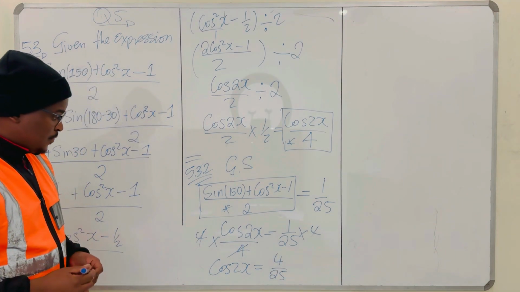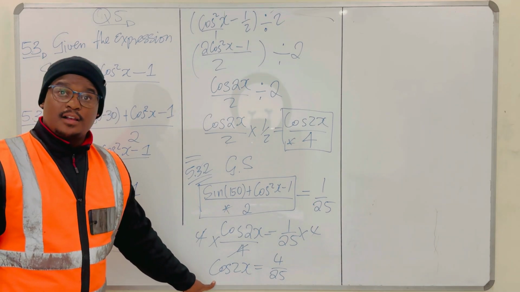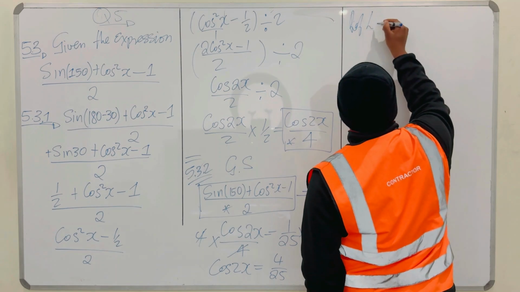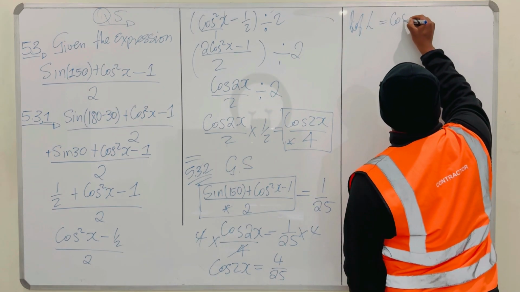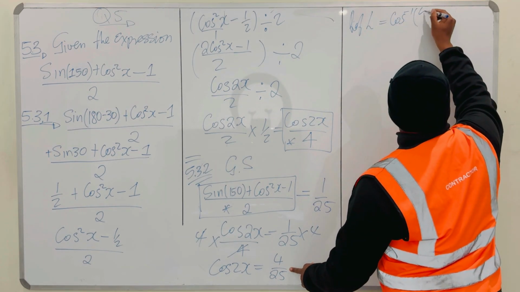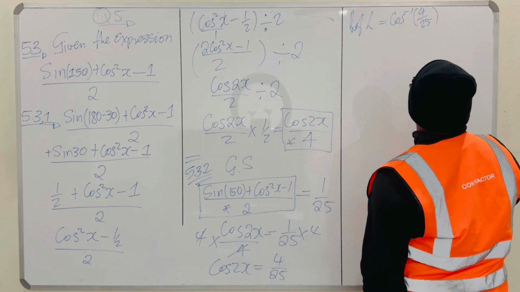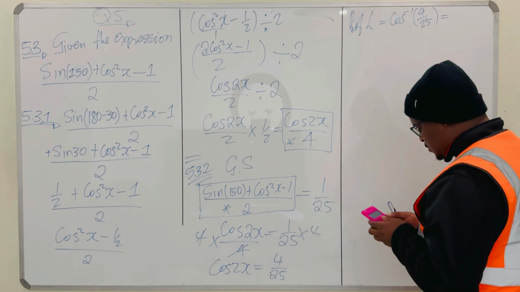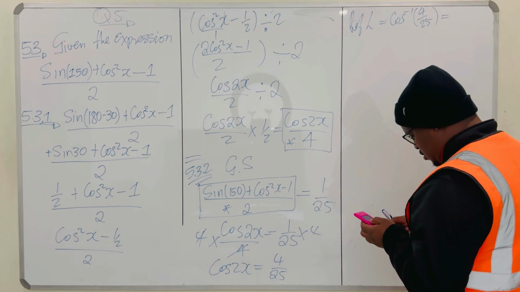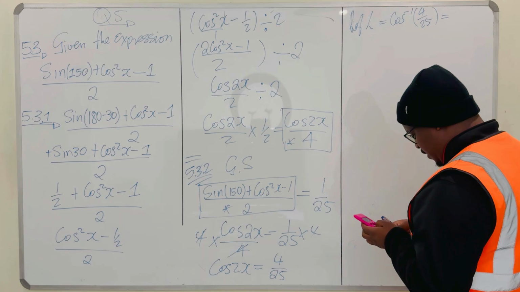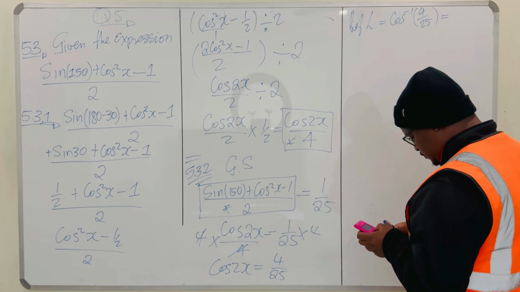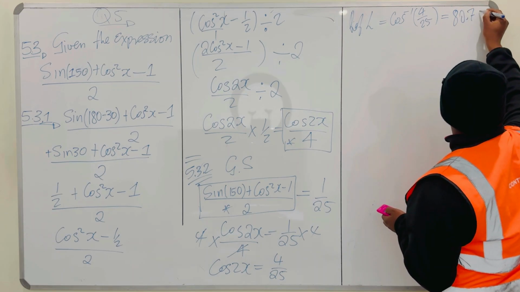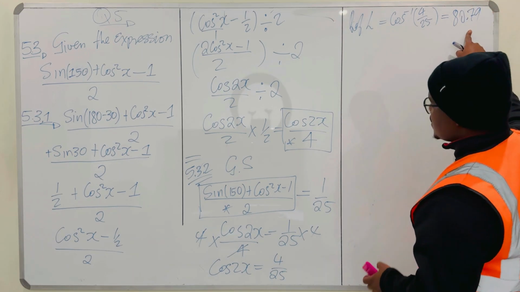Right? No problem. Then what we need to do is just to find the reference angle. So the reference angle will be equal to your arc cos of 4 over 25. What is it? Then let's punch that and see what we get. Arc cos of 4 over 25 is equal to 80.79. So that's our reference angle.